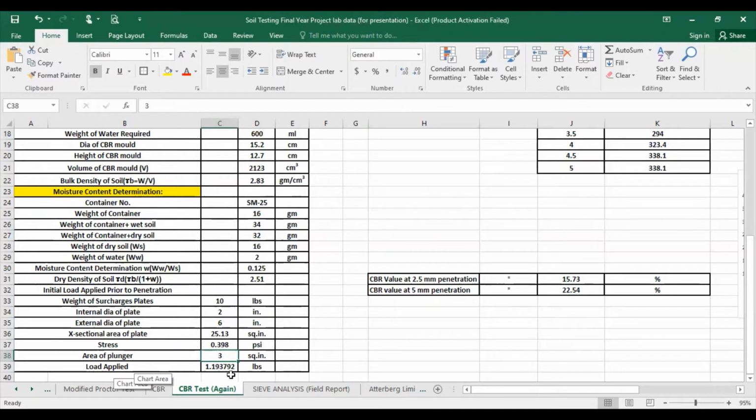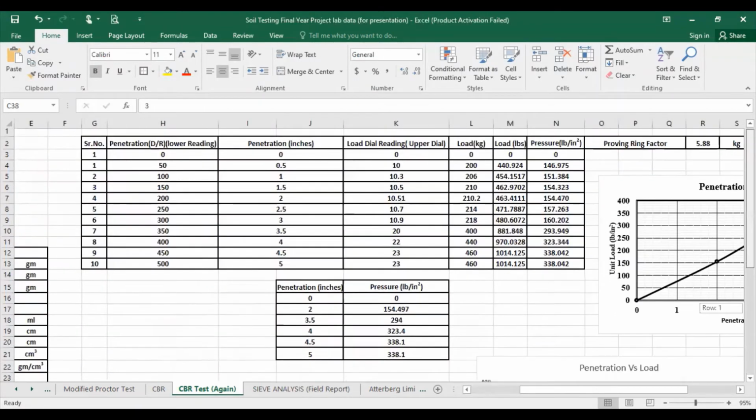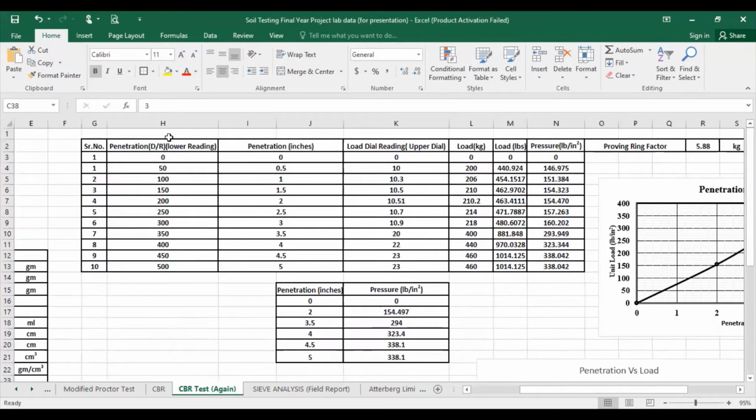Load applied was 1.193792. So it is in pounds. Now I am moving towards the readings. How did we get it and how do we have to plot the graph? So you can see penetration, lower reading. So these are the readings we have taken during testing. Then we have penetration in inches. How much penetration we have taken? 0, 0.5, 1, 1.5, 2, 2.5, 3, 3.5, 4, 4.5.